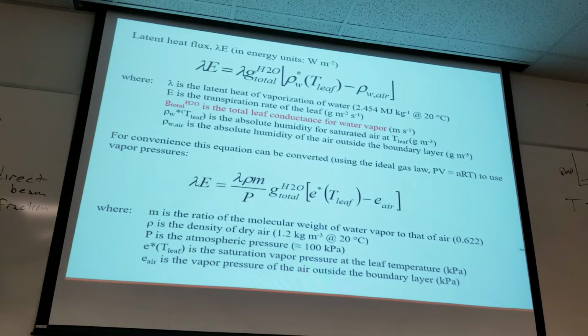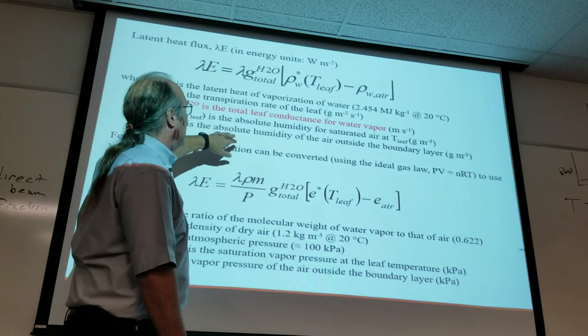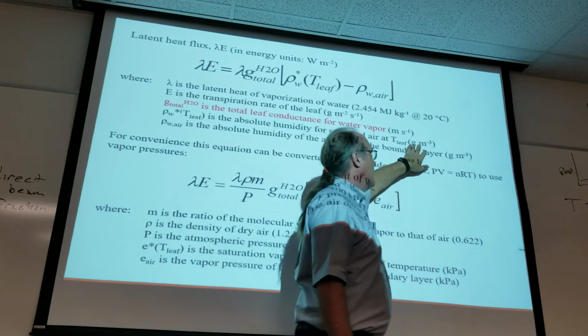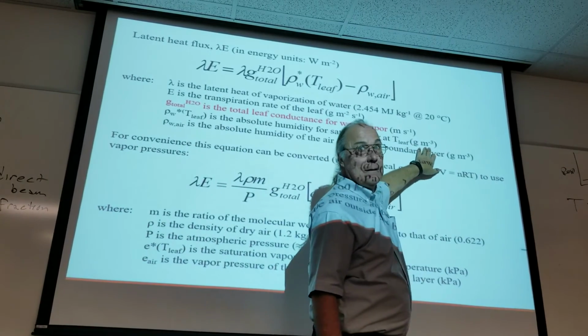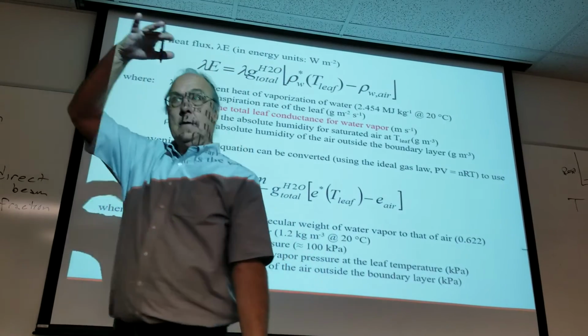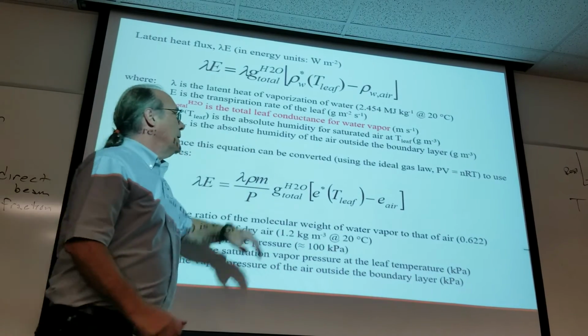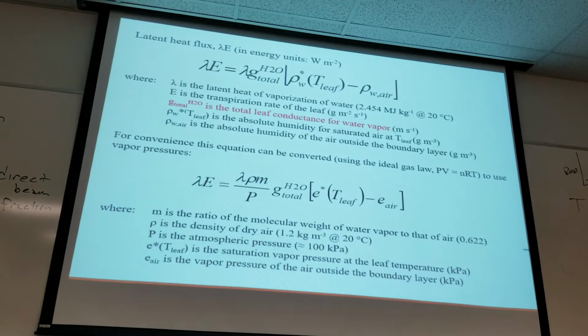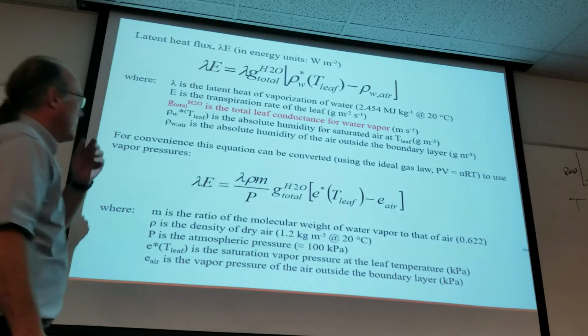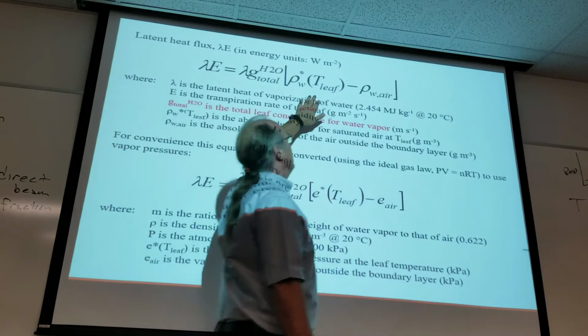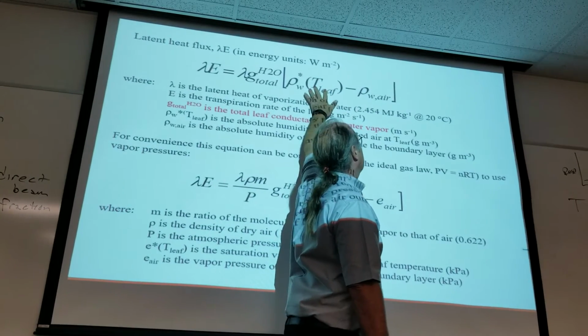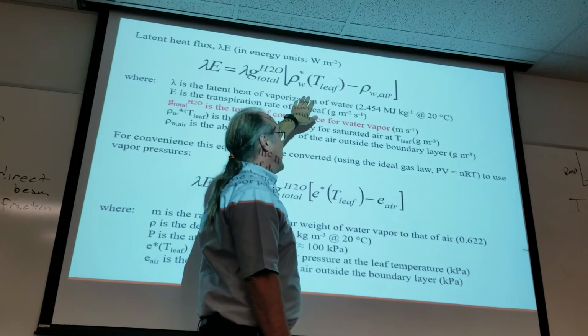Relative humidity. But absolute humidity is grams of water vapor per meter cubed of air. So how much, on a mass basis, how much water vapor is there in a given volume of air? That's called the absolute humidity. The relative humidity varies over the course of a day a lot, or it can. The absolute humidity is much more constant over the course of a day.